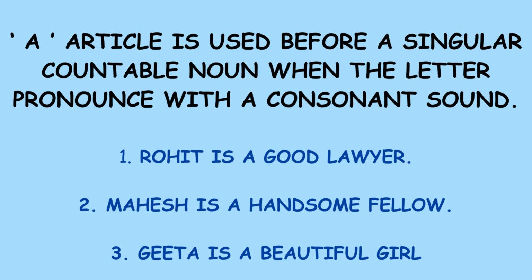For example, Rohit is a good lawyer. Mahesh is a handsome fellow. Geeta is a beautiful girl. So here, all these nouns we are talking about are singular countable nouns and they begin with a consonant sound. So we have used the article a: a good lawyer, a handsome fellow, a beautiful girl.